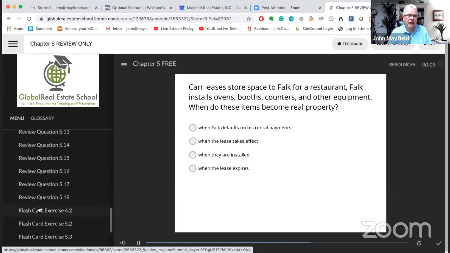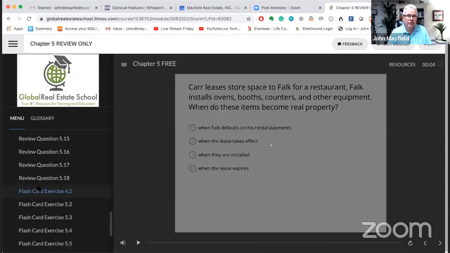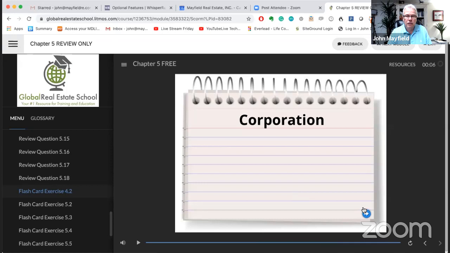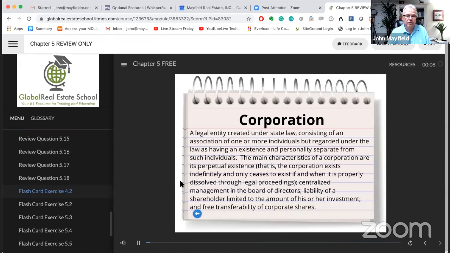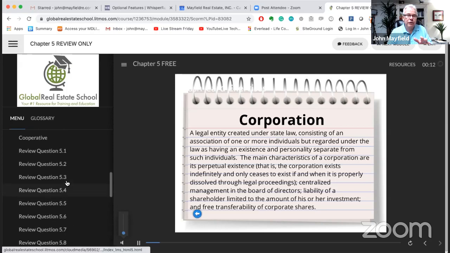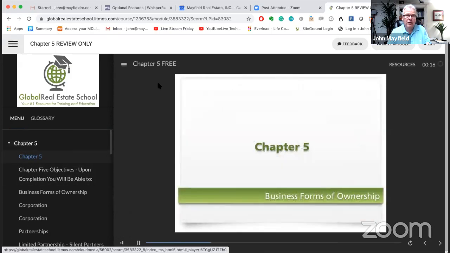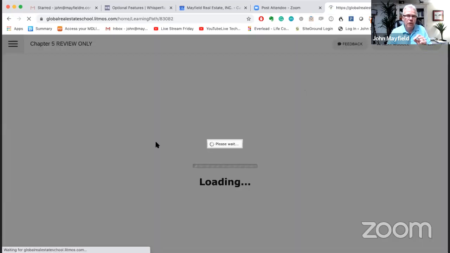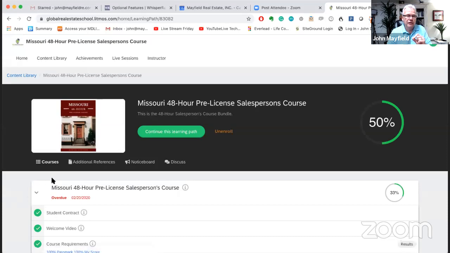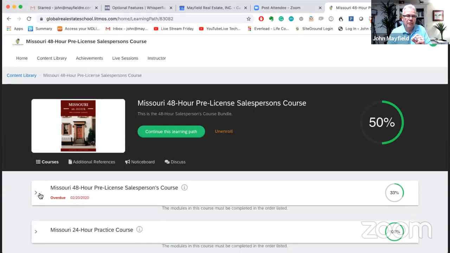Or if you want to go back and just go through the flashcards, you can do that. So the review modules are all unlocked, so you can use the menu and jump around anywhere you want to in the review section. So I just wanted to mention that. But I also want you to be aware that this little arrow button right here minimizes.